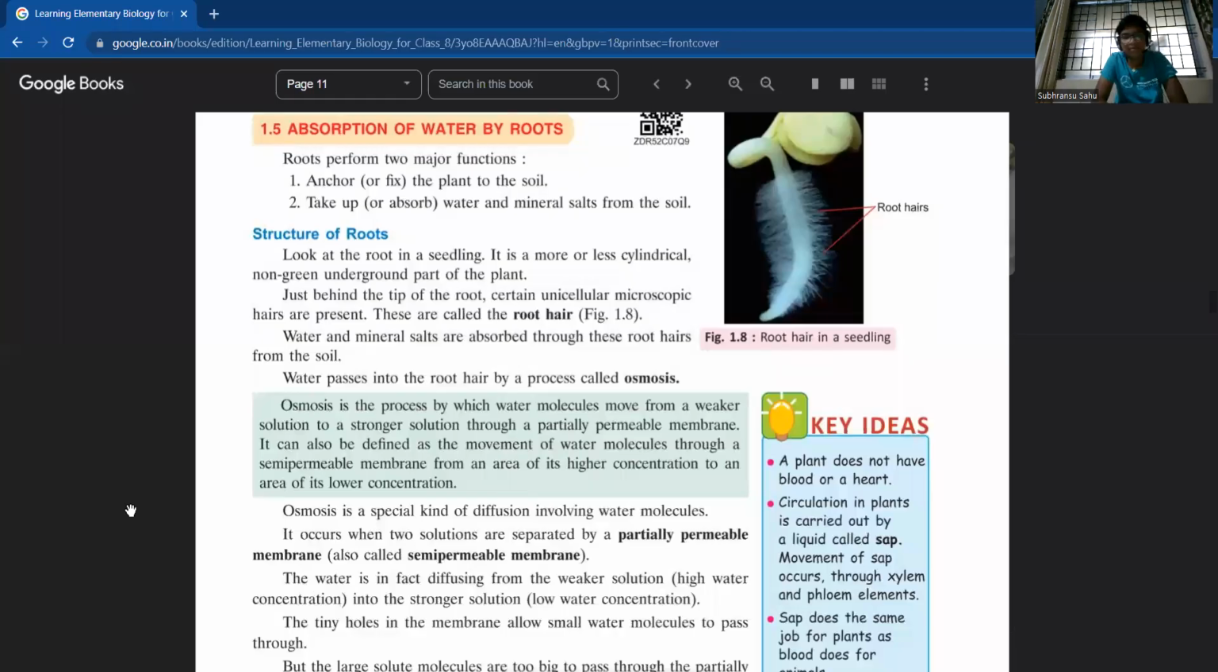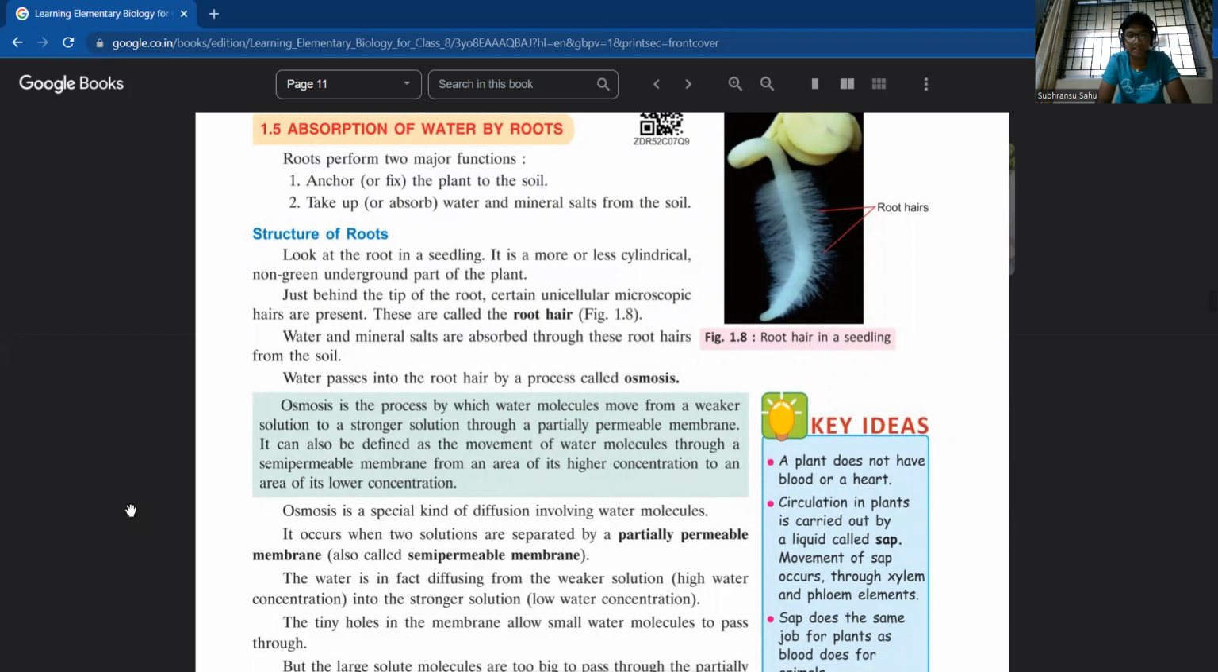We'll be starting absorption by roots. I guess let's start. So, absorption of water by roots. Roots perform two major functions. Number one, anchor the plant to the soil, and number two, take up water and mineral salts from the soil.